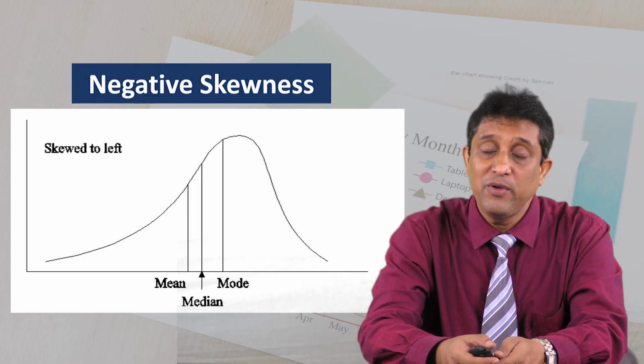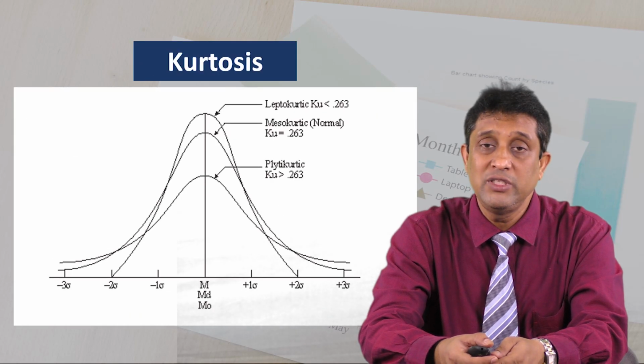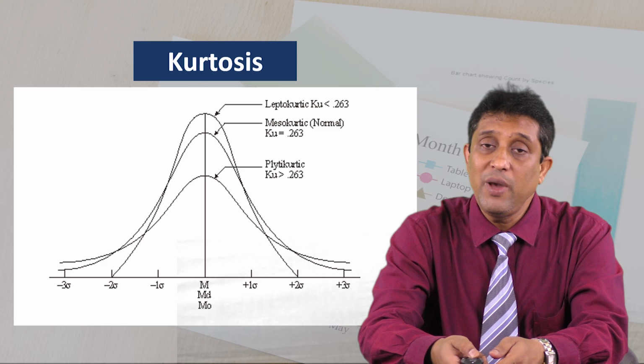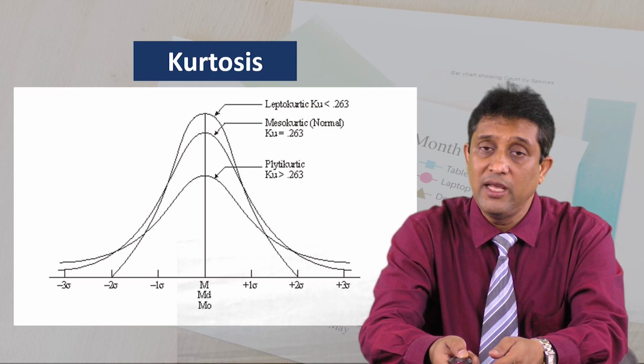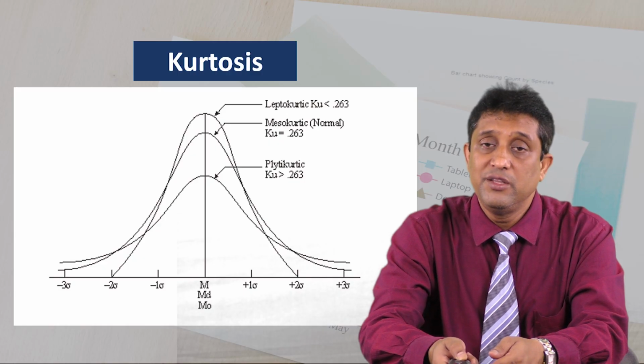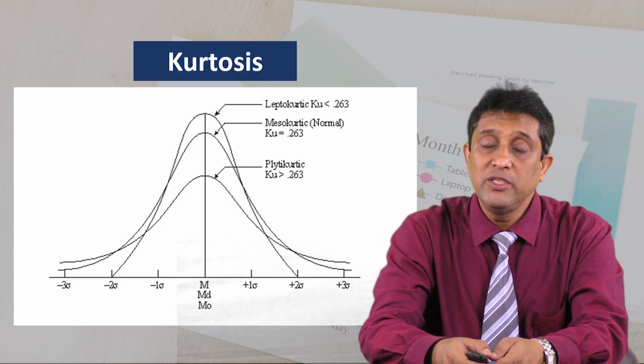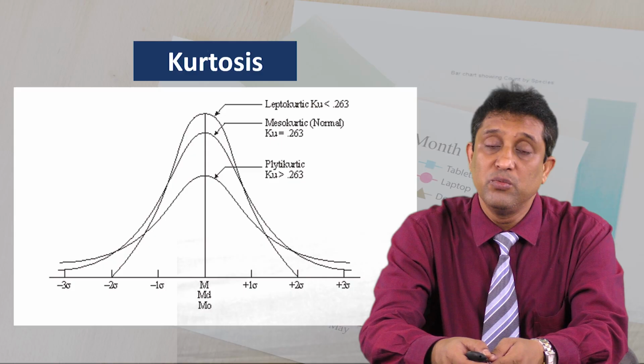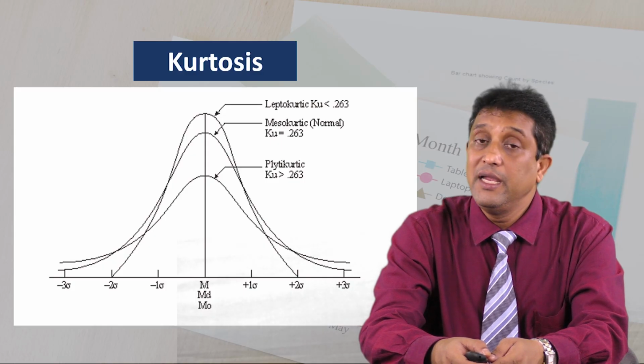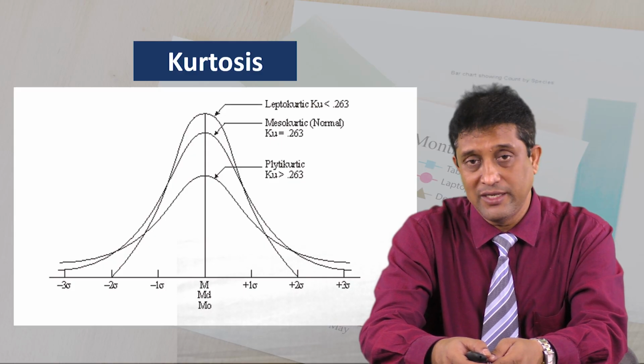And apart from this, we have also studied kurtosis. The normal curve, the middle curve here, is called a mesokurtic curve. The value of kurtosis in a normal curve is 0.263. A normal curve is not highly peaked or more flattened. It is moderately peaked and moderately flattened.